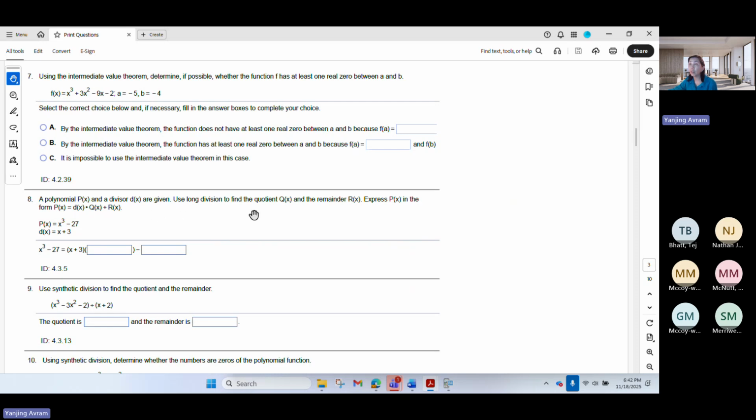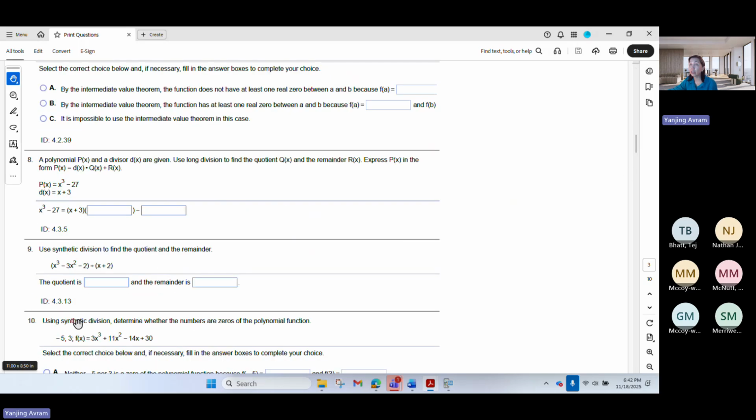This one says to use long division, but you don't have to. You can use what's called short division or synthetic division here. The one thing is, in algebra the divisors are all linear, so you can always use synthetic division.